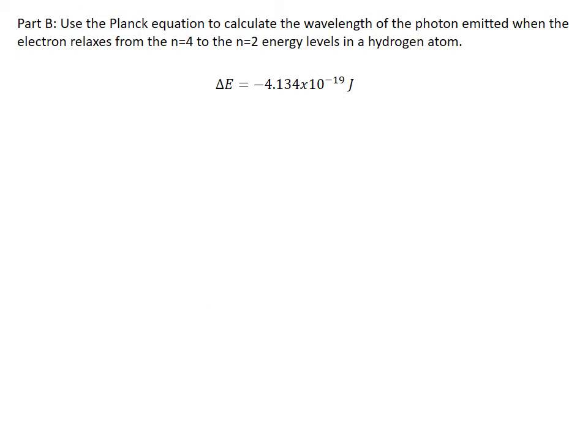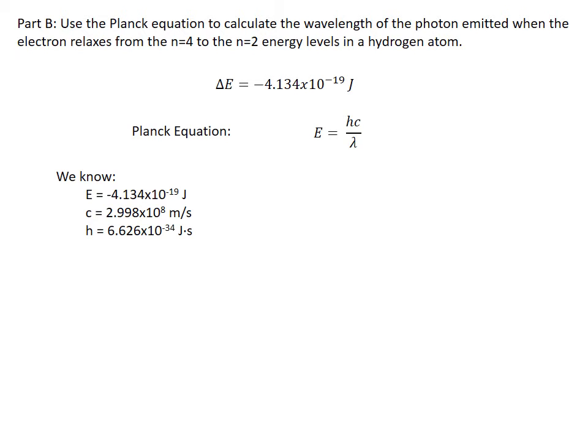Part B. Use the Planck equation to calculate the wavelength of the photon emitted when the electron relaxes from the n equals 4 to the n equals 2 energy levels in a hydrogen atom. To remind you, there's our delta E from the previous page. The Planck equation is E equals hc over lambda. We know E in this case, which is our joules we calculated in part A.